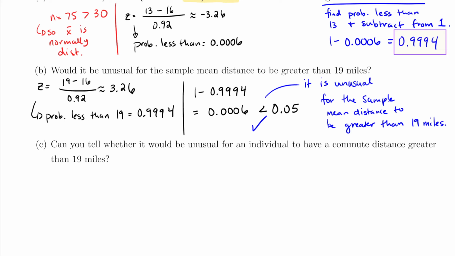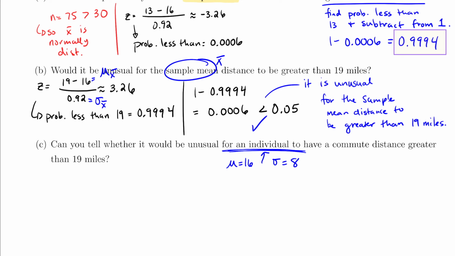In part B, when they reference the sample mean, that's our x bar. However, in part C, they're asking whether it's unusual not for the sample mean, but for a randomly chosen individual to have a commute distance greater than 19 miles. If we're back to a randomly chosen individual, we are going to use a different z-score calculation than here, because the z-score calculation that we did for the sample mean involved mu sub x bar and sigma sub x bar. However, if we're going back to the individual, we're going to use the original mean of 16 that was listed and the original sigma of 8 that was listed.